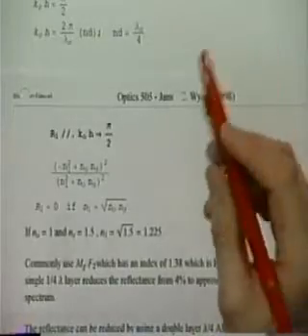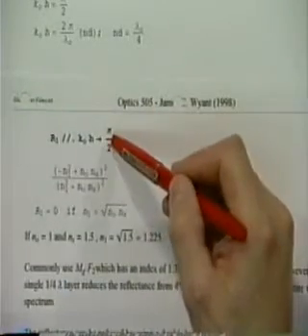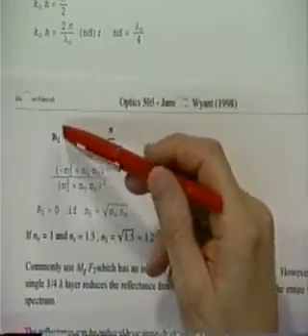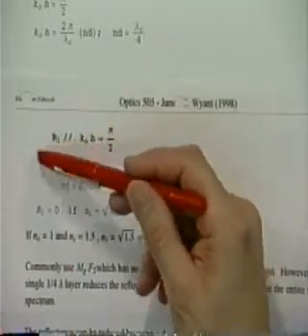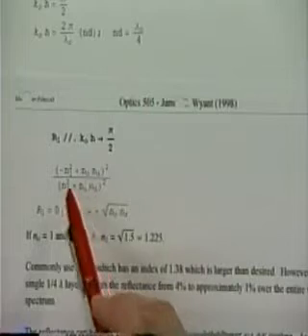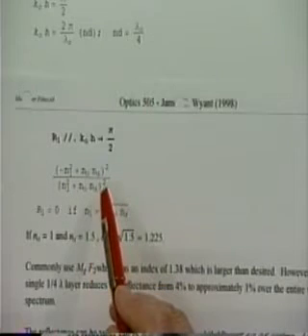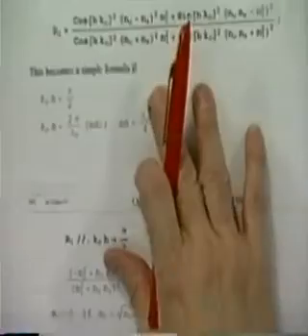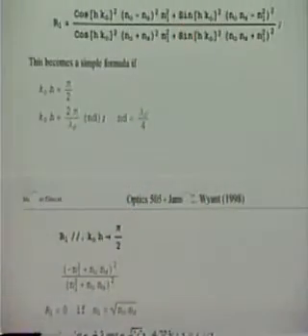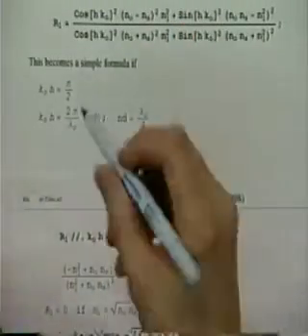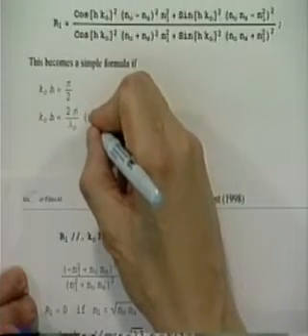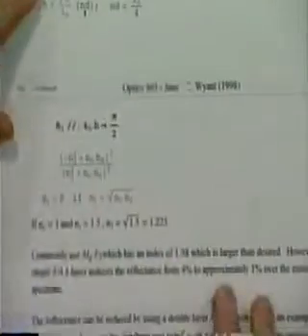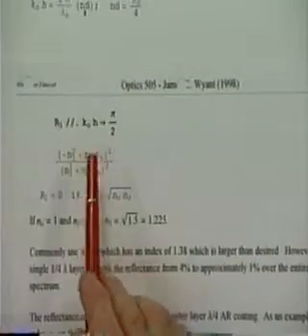And plugging in k naught h is pi over 2, we get a nice little expression that the reflectivity for a single layer film goes as minus n1 squared. I should go back here and say I should have had a subscript here. This should be n1 right there. Anyway, we get the result here.